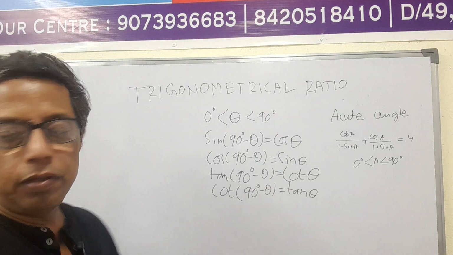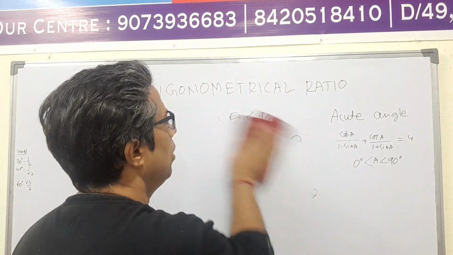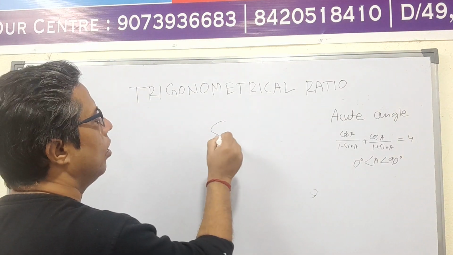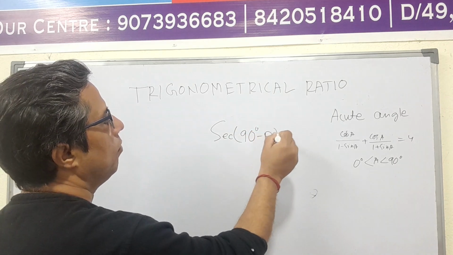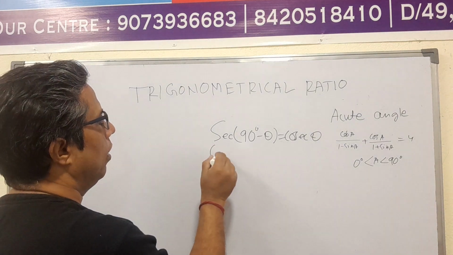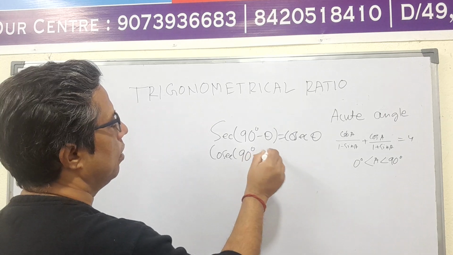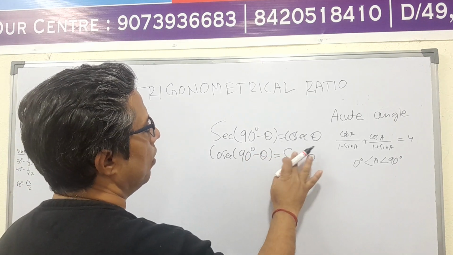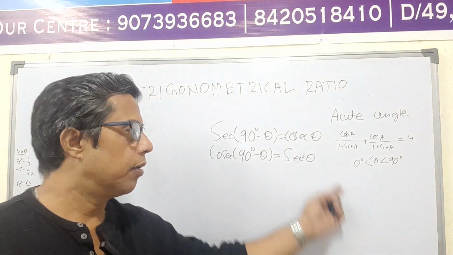Now, next will be the sec and cosec. Sec of 90 degrees minus theta will be equal to cosec theta, and cosec of 90 degrees minus theta will be equal to sec theta. So, these are the relations you have to remember.